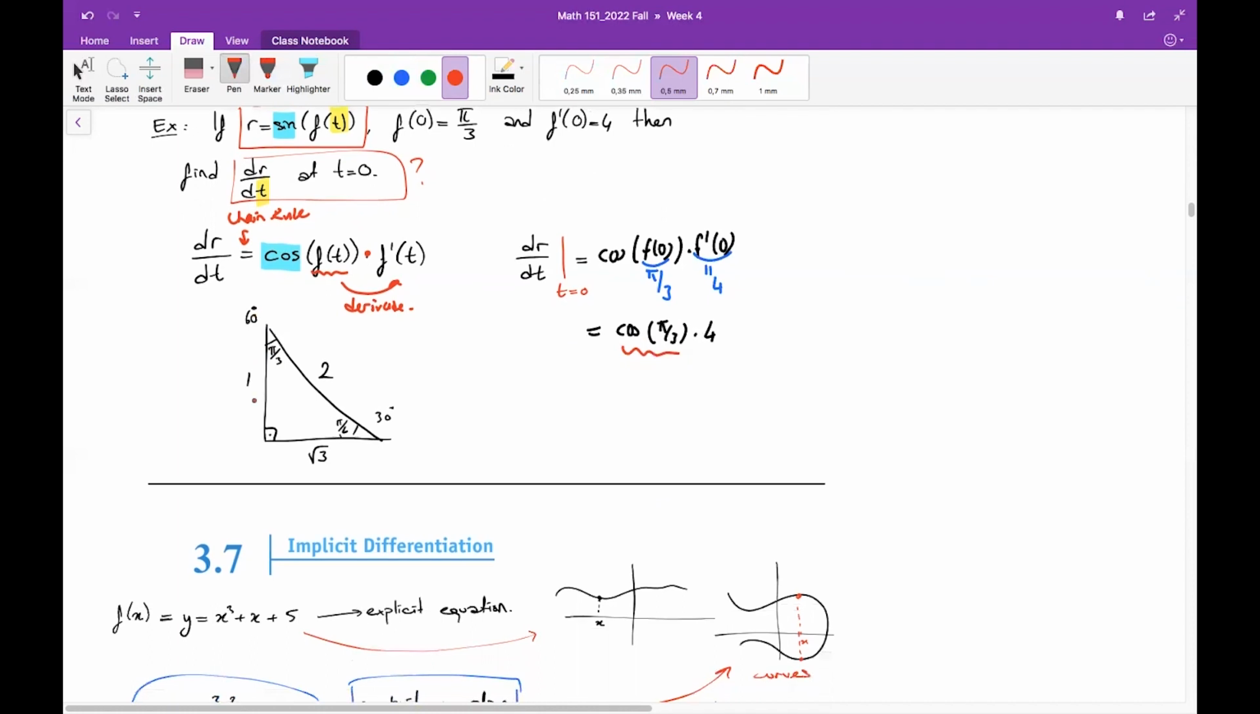Cosine pi over 3, you see, this is a very special right triangle. Pi over 3 is 60 degrees, pi over 6 is 30 degrees. So 1, 2, square root 3, you recognize this special right triangle. Cosine of pi over 3 means the adjacent edge divided by the hypotenuse length. That's why this is 1 over 2, times 4. So the result is 2.